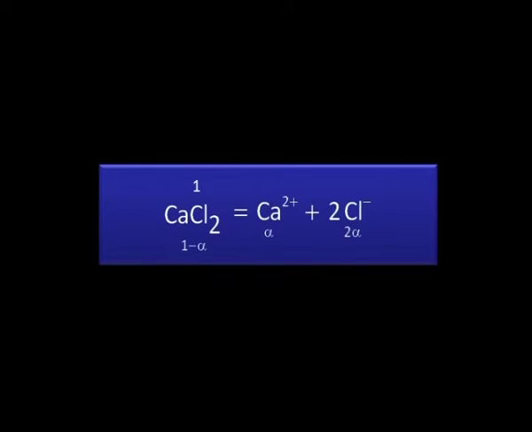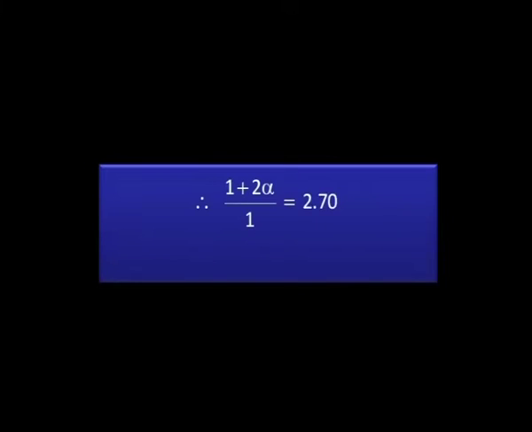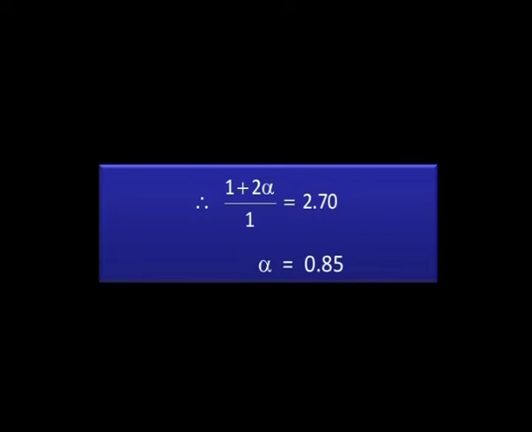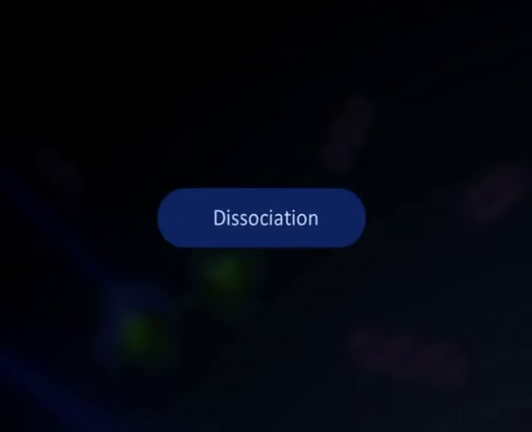As calcium chloride is an electrolyte, dissociation will take place as calcium chloride will break up into 1 ion of calcium 2 plus and 2 ions of Cl minus. Therefore, i will be equal to 1 minus alpha plus 2 alpha, which is equal to 1 plus 2 alpha. Hence, 1 plus 2 alpha is equal to i. Here alpha is the degree of dissociation of calcium chloride. By equating, we can get alpha is equal to 0.85, or 85% dissociation. There is another example to understand dissociation.